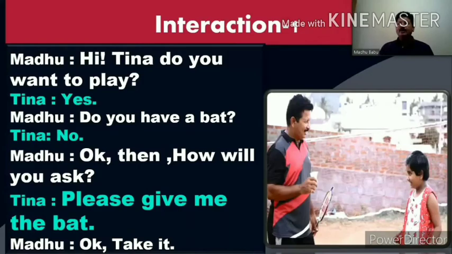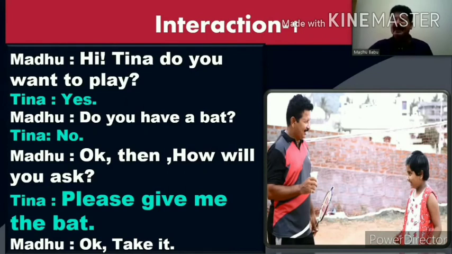Right. Now, here is a small interaction, usually, how we can begin with children. So, hi, Tina. Do you want to play? Yes. Do you have a bat, Tina? No. Okay, then how will you ask? Please give me a bat.